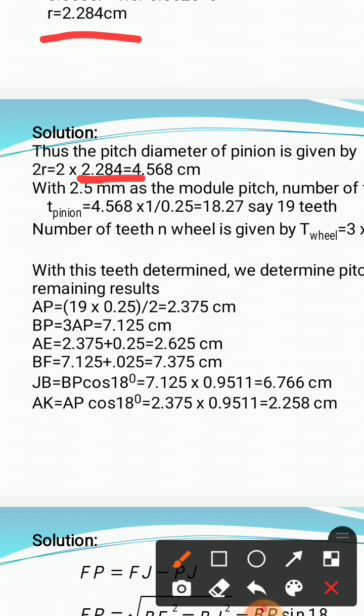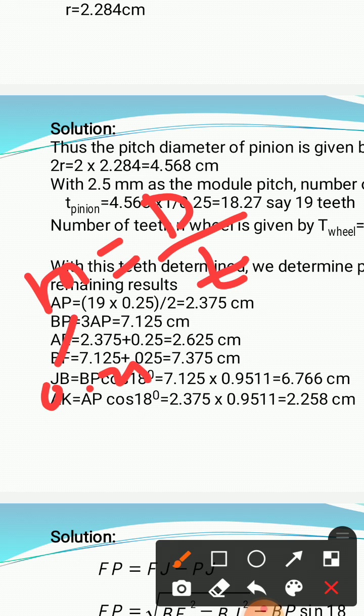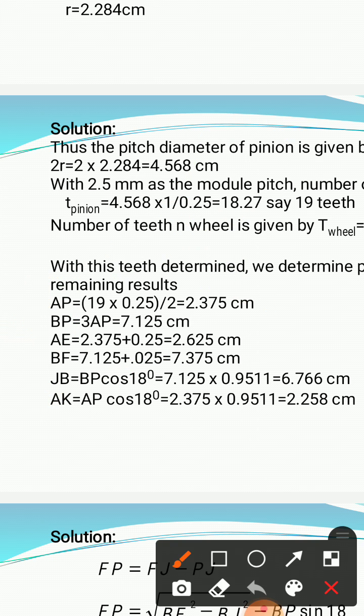By using the module formula, module is equal to d by t. Module is equal to pitch circle diameter divided by t. Module is given as 0.25. D we found as 2.284. And now the unknown is t. We have to find out this t here.